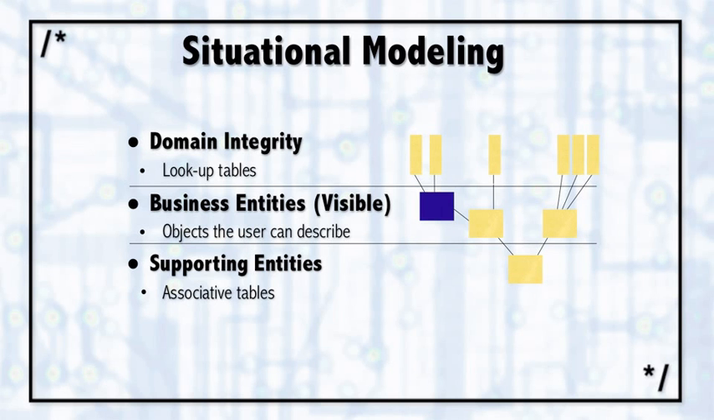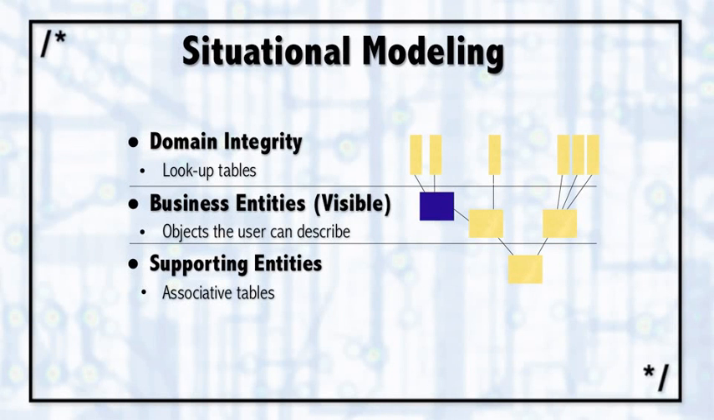Then the third area would be the supporting entities. The supporting tables create the physical associative table that helps materialize or actually physically create the logical many-to-many relationship between two business entities. Earlier we saw an associative table add members to groups so that many members could be in many groups and each group could have many members.